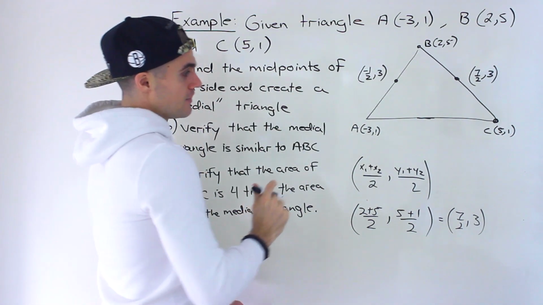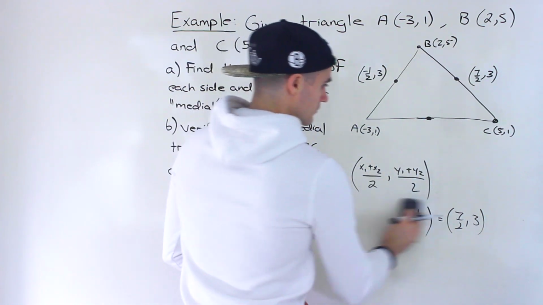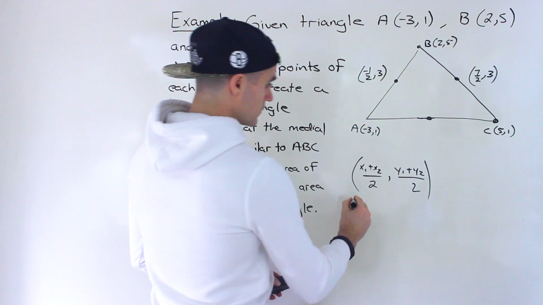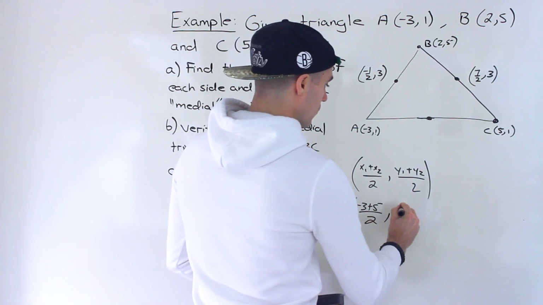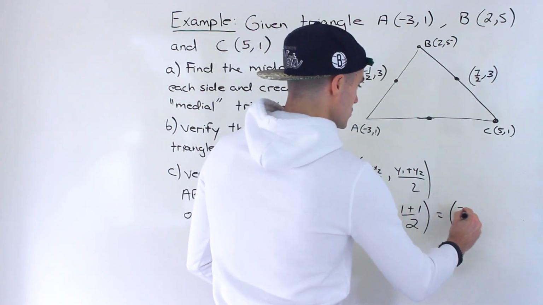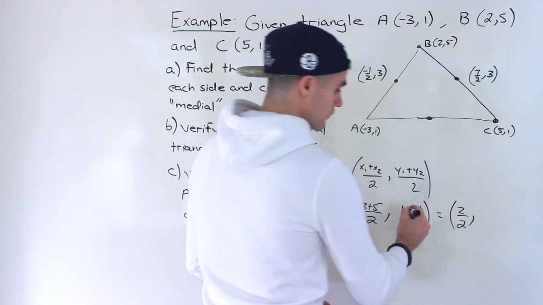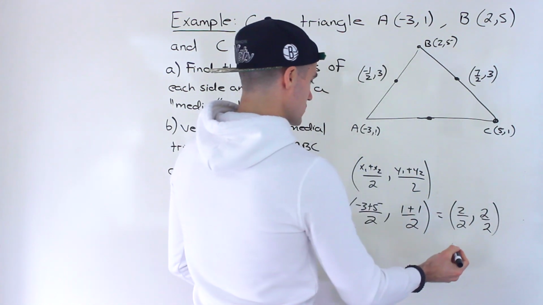And then over here, this midpoint, add up those x values, so we'll have negative 3 plus 5, divided by 2, and then we'll have 1 plus 1, divided by 2. So negative 3 plus 5 is 2, divided by 2, and then 1 plus 1 is 2, divided by 2 as well.